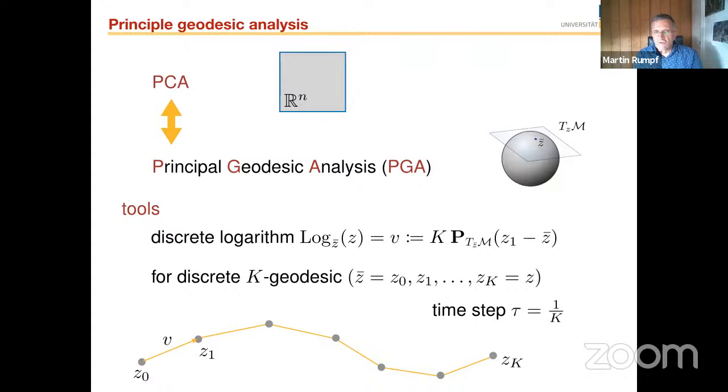And then the discrete logarithm, that's also near at hand. So we compute here between Z0 and Zk a discrete geodesic. This is indicated here by this polygonal path. And then this vector here in the embedding space from Z0 to Z1 is somehow a tangent vector. It just has to be rescaled properly with k here. And because it is an embedded vector and not a tangent vector, we have to project it onto the tangent space, which is easy to do with our implicit definition.